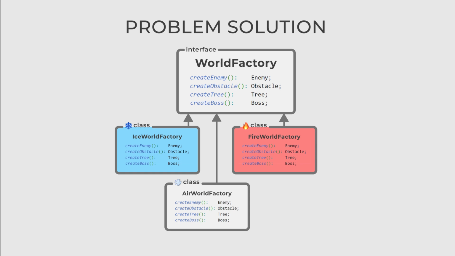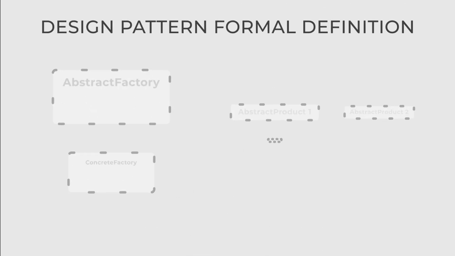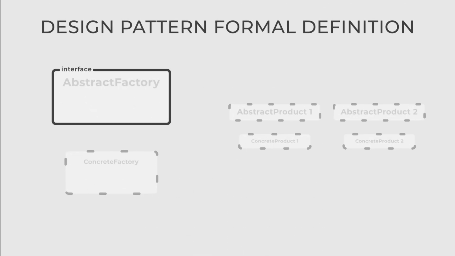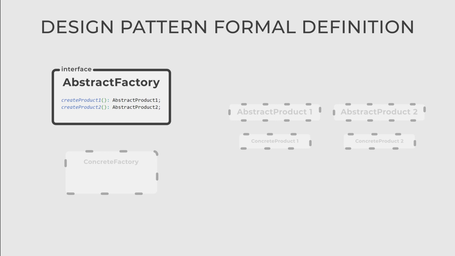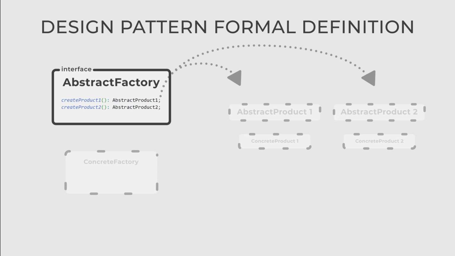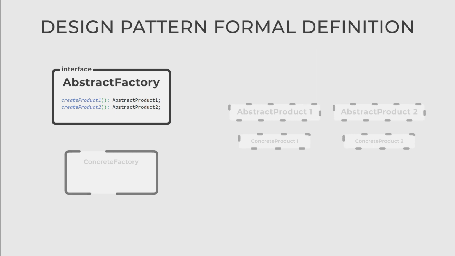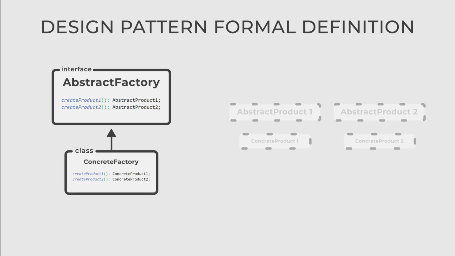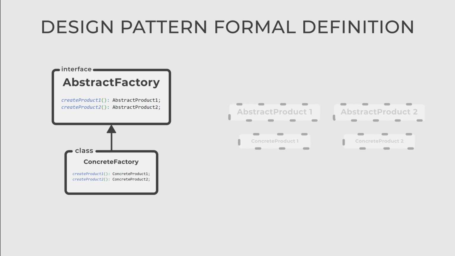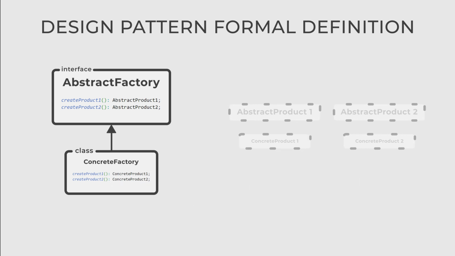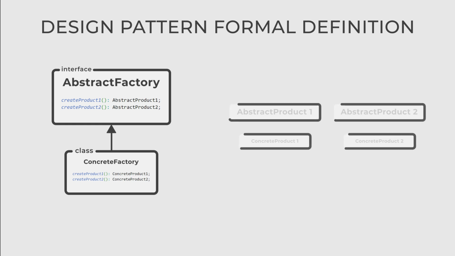There are four actors in this design pattern. First, abstract factory. This is an interface that declares several factory methods and is responsible for creating a family of related products. Concrete factory is a subclass of abstract factory that implements factory methods to create concrete instances of related products. The last two actors are abstract product and concrete product. Concrete product is a subclass of abstract product, which is an interface that implements certain product features defined in abstract product.